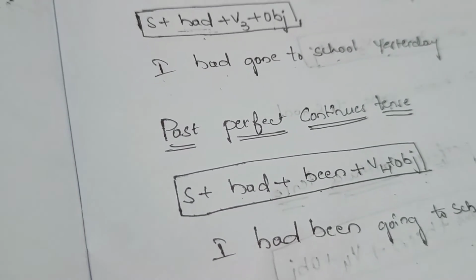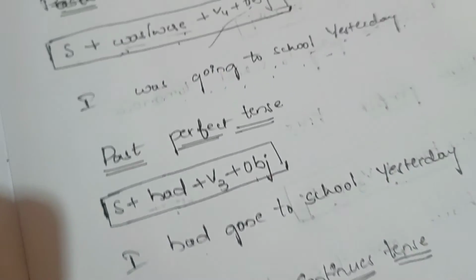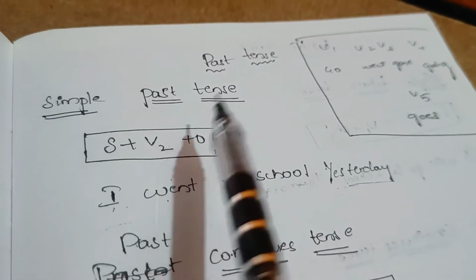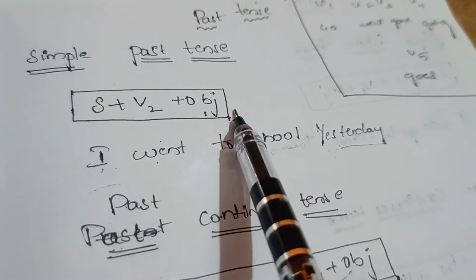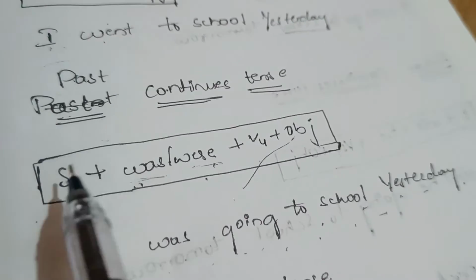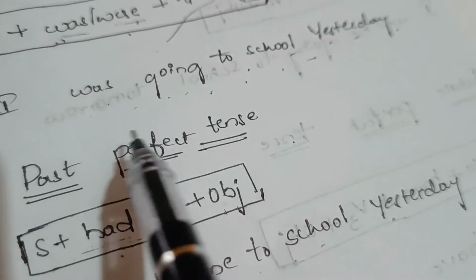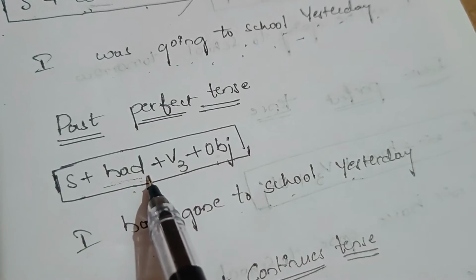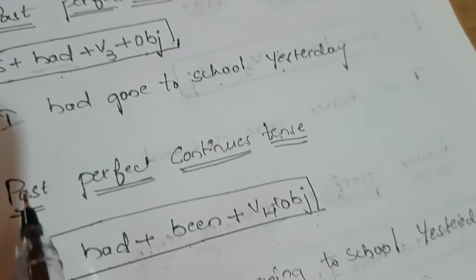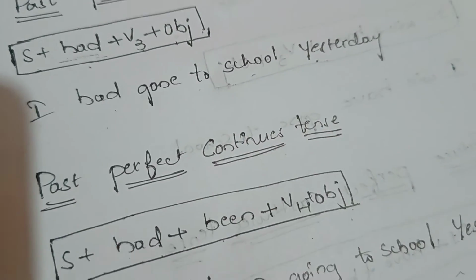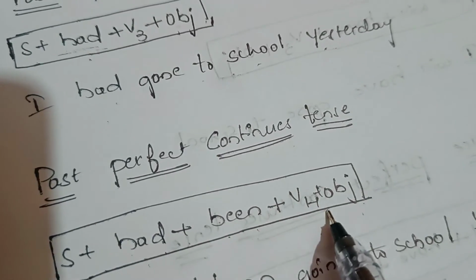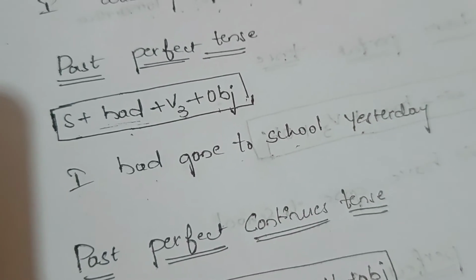So now let's quickly recap whatever formulas we have learned. Okay, simple past tense: subject plus V2 plus object. Past continuous tense: subject plus was or were plus V4 plus object. Past perfect tense: subject plus had plus V3 plus object. And past perfect continuous tense: subject plus had plus been plus V4 plus object. So this is the past tense.